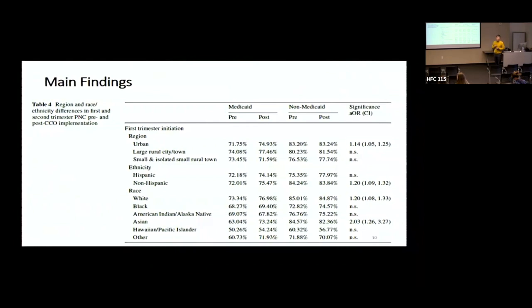And the second, can I just ask the second one? For the second paper, the one on neonatal outcomes, I don't understand how CCO could have an effect on congenital abnormalities. That was something I didn't understand. Why were congenital abnormalities included?